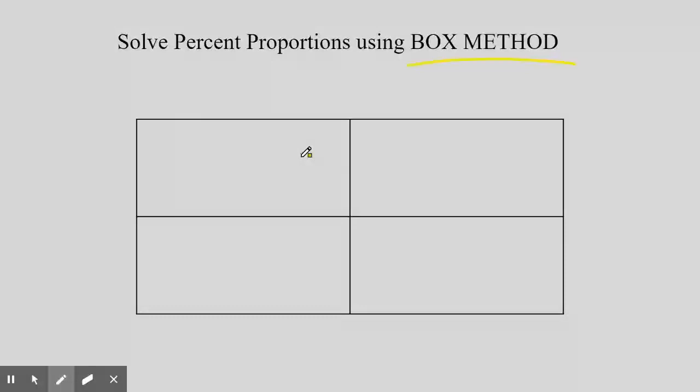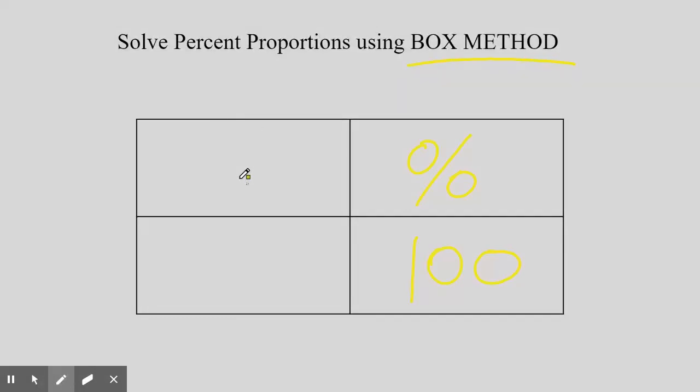Now, what does each part of the box mean? The first thing is the bottom right-hand corner will always have 100. So every time I set up this type of proportion, we're going to have that 100 in the bottom right. Now, what is out of 100? If you said percent, you would be correct. The reason this is called percent proportions is because we're dealing with percents. Percents are always going to go above the 100 because, once again, percent is out of 100.